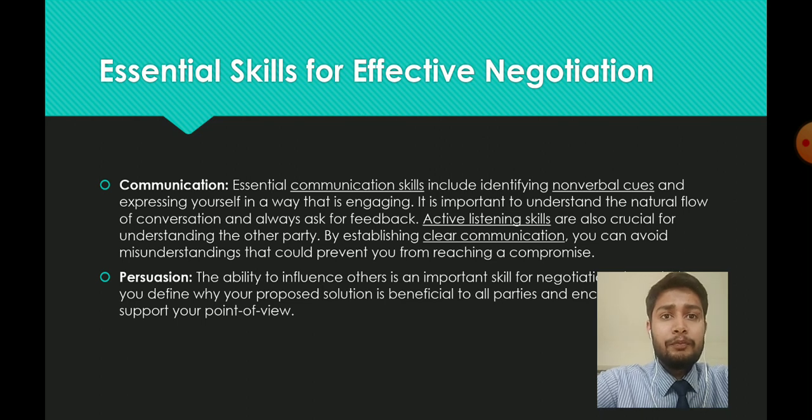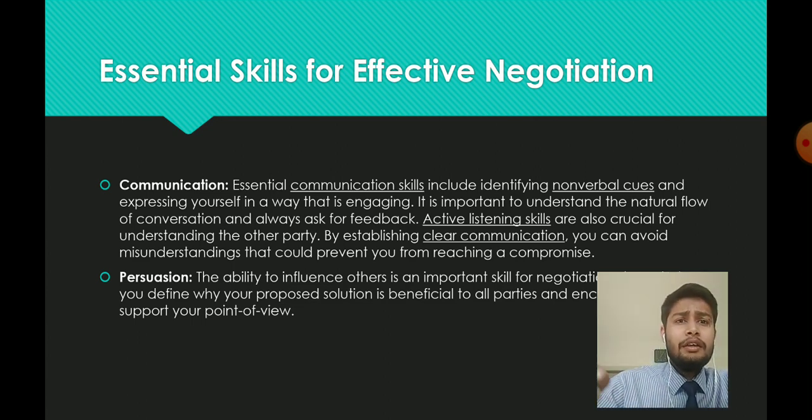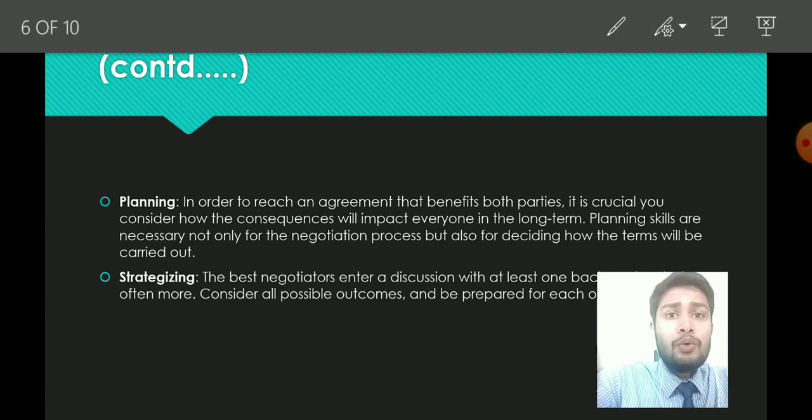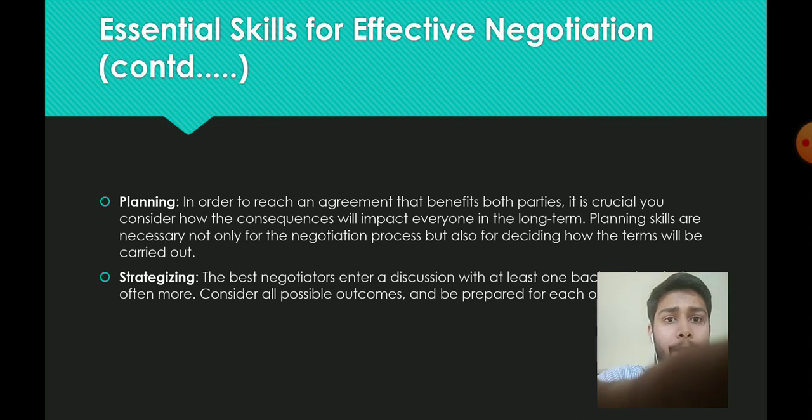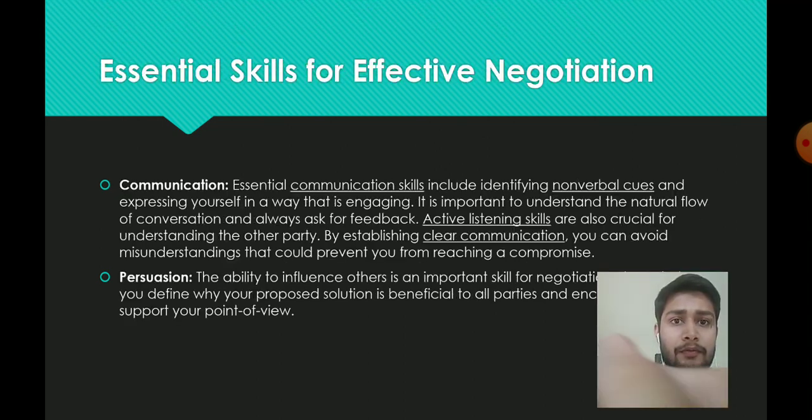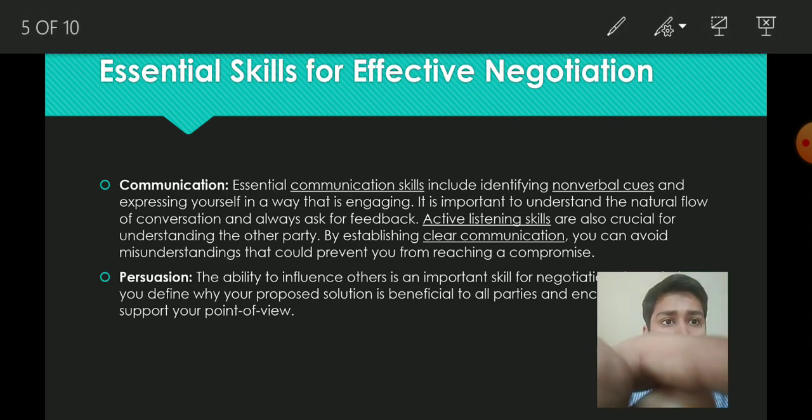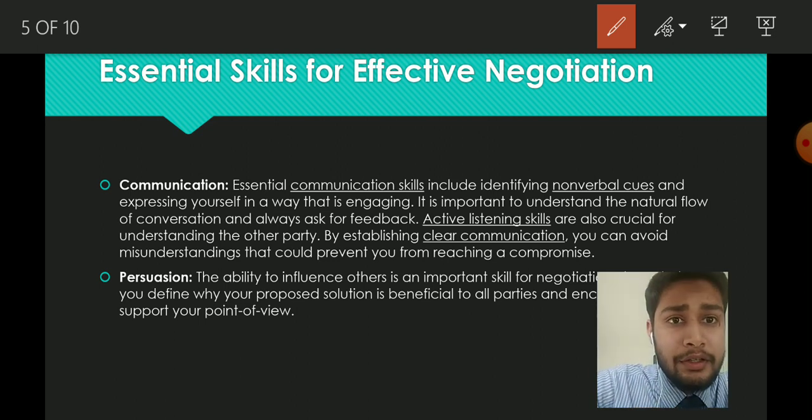Now here, the first essential skill which is required for effective negotiation is communication. In communication, what are the things we should know? Essential communication skills include identifying non-verbal cues and expressing yourself in a way that is engaging.